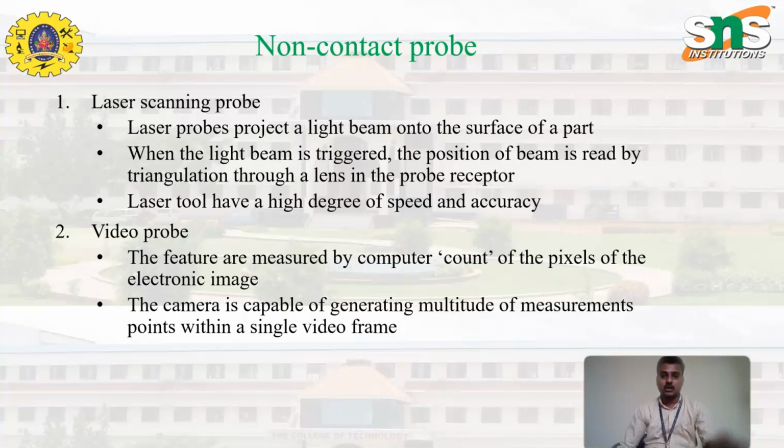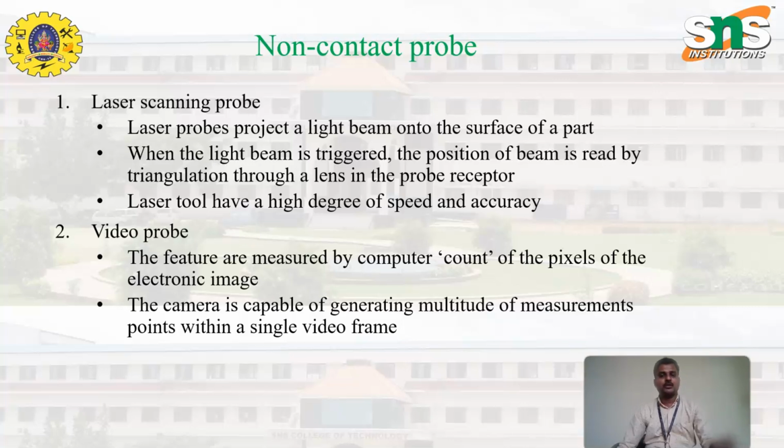Then the second type is called the non-contact probe. Here we have two types: laser scanning probe and video probe. A laser probe projects a light beam onto the surface, as in electric discharge machines where through the laser light we are cutting the object. The same here, the laser scanning probe will help, and the light will fall on the surface of the part to find out the measurement. Laser tools have a high degree of speed and accuracy compared to the contact probe.